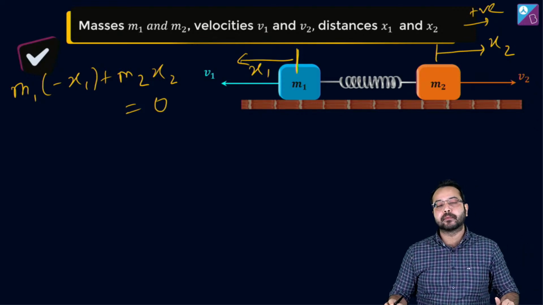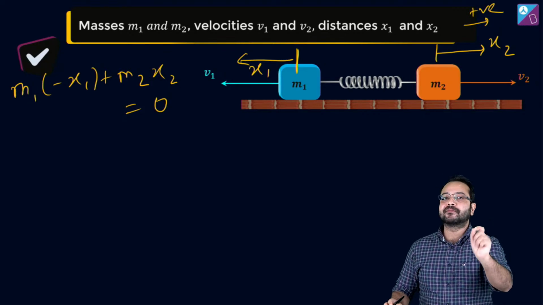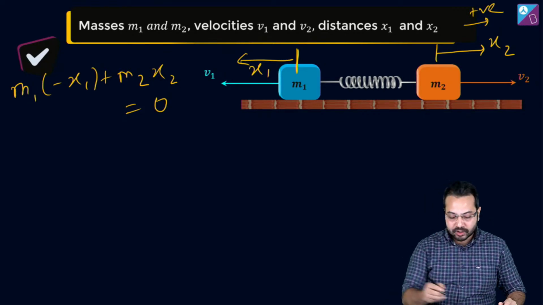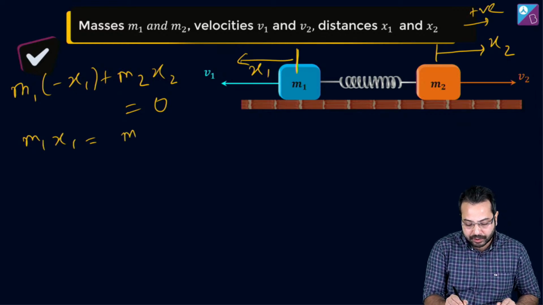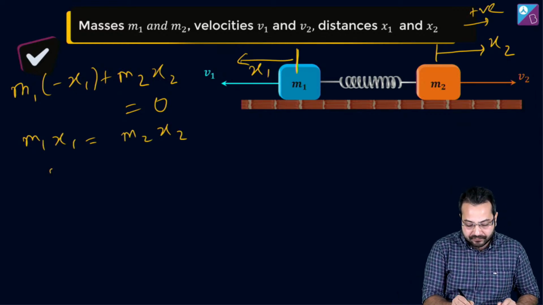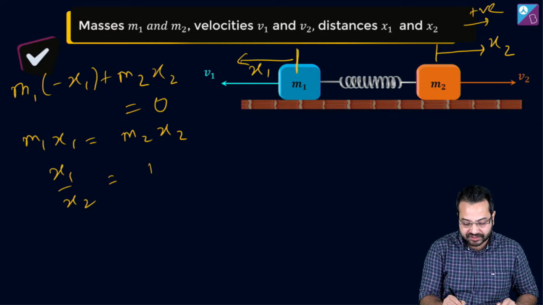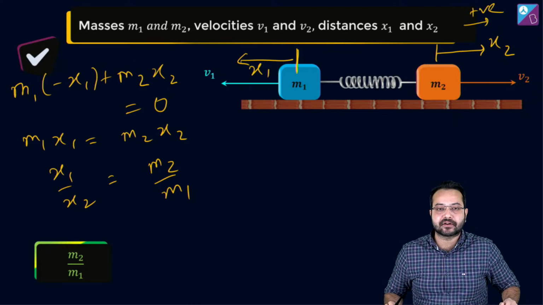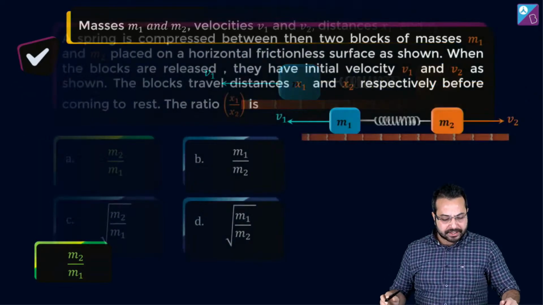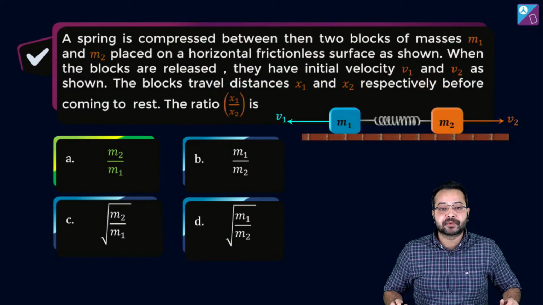Because the linear momentum of the system is conserved, the center of mass does not move. Okay, so from here what do we get? From here m1x1 is equal to m2x2, and we get x1 upon x2 is equal to m2 upon m1, and that should be my answer. Is that right? Okay, so what will be the correct option? The correct option is going to be option A.